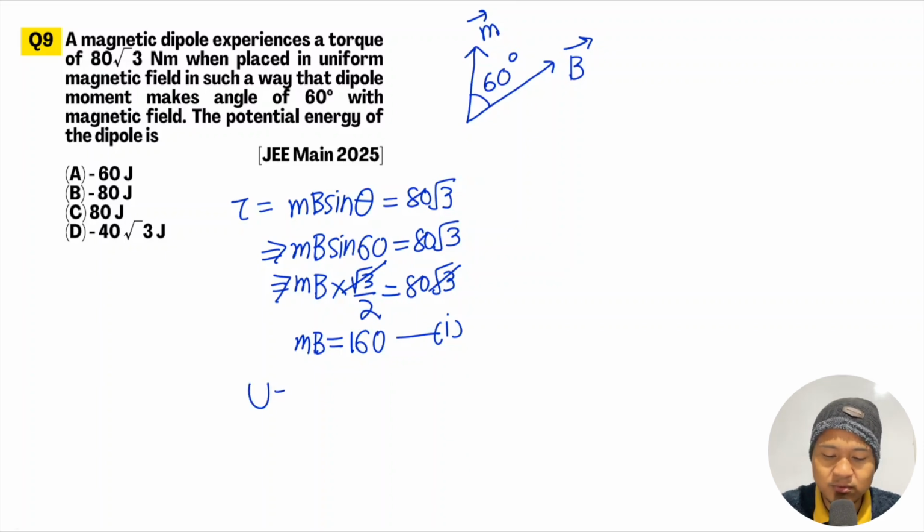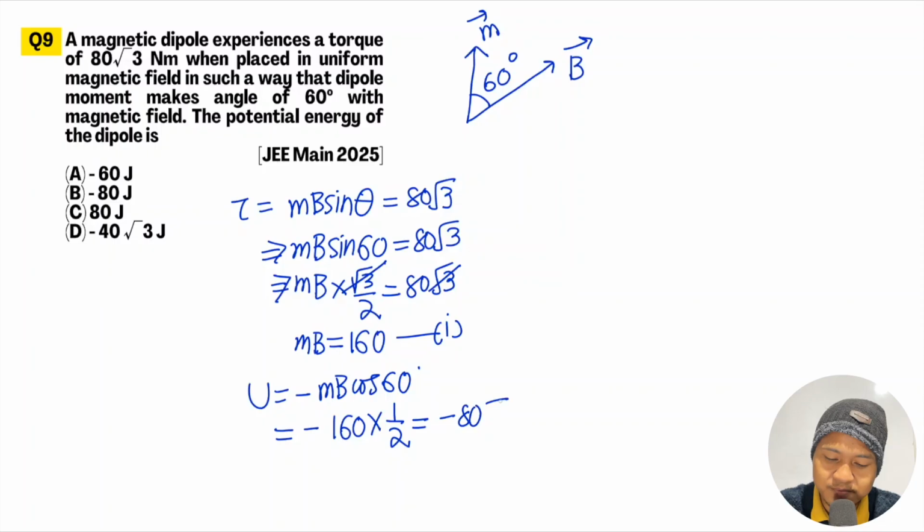So what is U? Minus MB cos theta, cos 60. Minus M dot B, where the dot product gives cos of the angle between M and B, which is 60. So minus MB, which is 160, times cos 60, which is 1 by 2. So this is minus 80 joules. So the answer is minus 80.